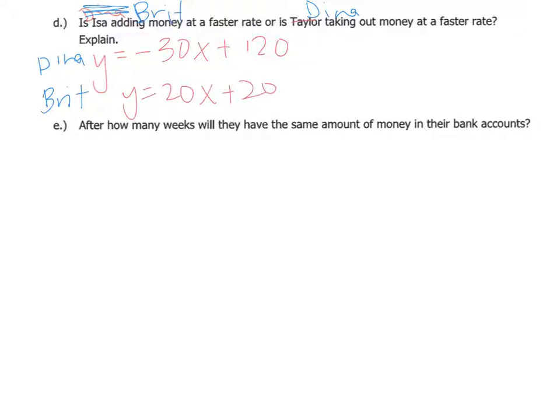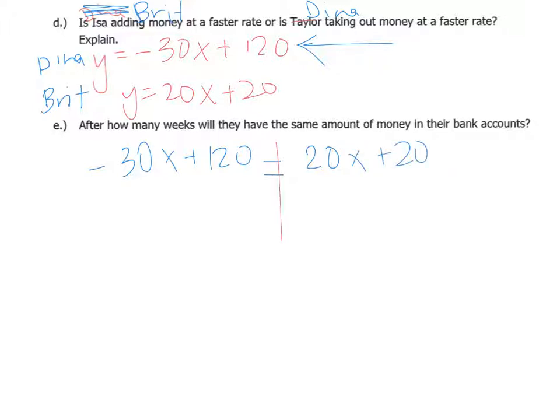So who is taking money out or adding at a faster rate? Well, Dina is taking out $30 a week, which is more money than Brittany is adding per week. So after how many weeks will they have the same amount? Well, we've got to think about what algebraic term means the same. Equals. Equals means the same. So we're going to take Dina's negative 30x plus 120 and make it equal to Brittany's, which is 20x plus 20. And now we need to solve for x.